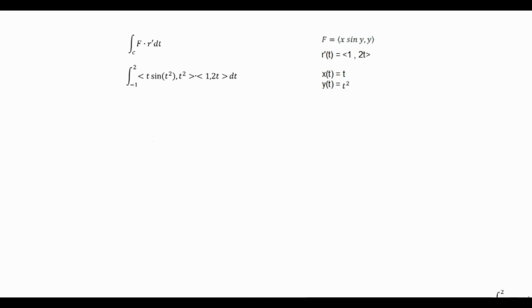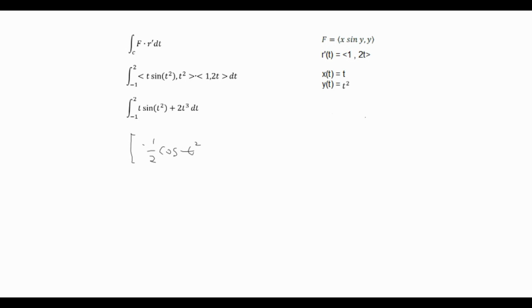Here is r prime, and next if we continue to dot product, we will get this equation over here. Alright, so this t sine t squared multiplied by 1, you get t sine t squared, and t squared multiplied by 2t, you get 2t cubed, and you add them together, you get a dot product. So we move on with the integration. Alright, if you integrate t sine t squared, you get -1/2 cos t squared.